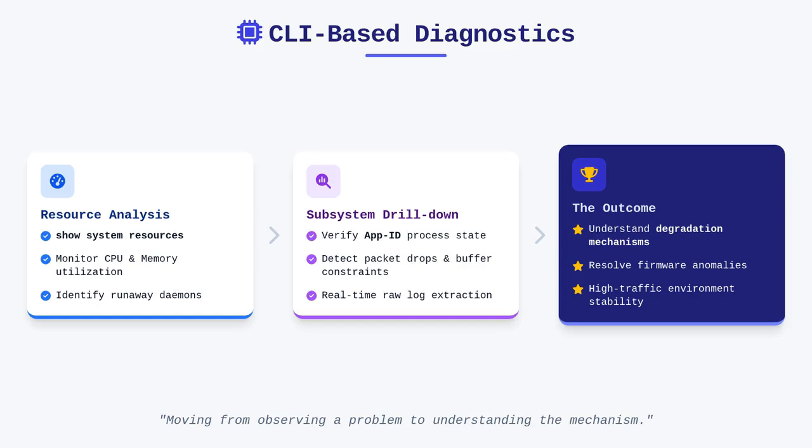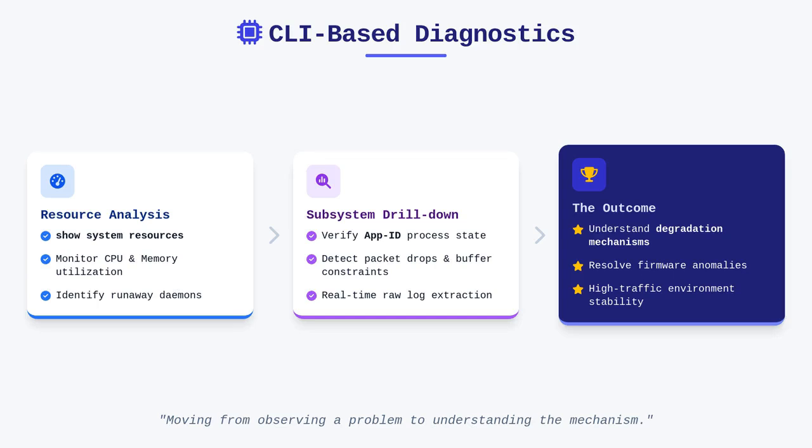One of the most critical aspects of CLI-based diagnostics involves checking interface counters and daemon status to determine if hardware resources are under pressure. You can utilize commands like show system resources to monitor CPU and memory utilization per process, which is invaluable for identifying runaway daemons that might affect traffic throughput. When you suspect that a specific app ID process is misbehaving, querying the state of that subsystem through the CLI can reveal whether the detection engine is dropping packets due to resource exhaustion or internal memory buffer constraints.